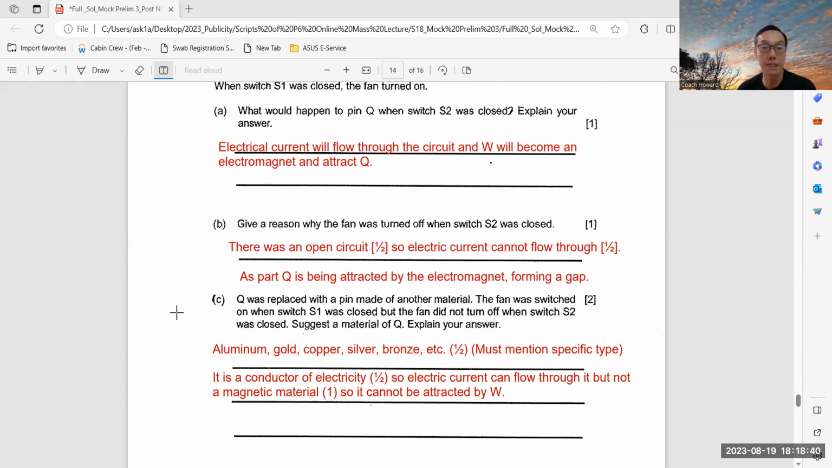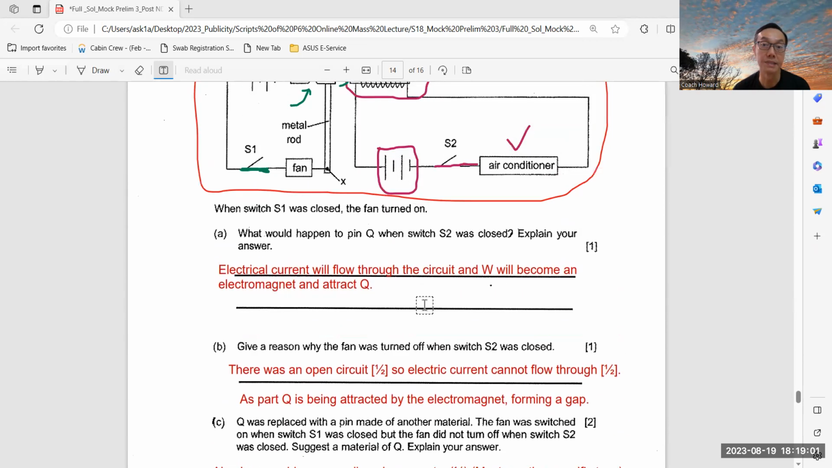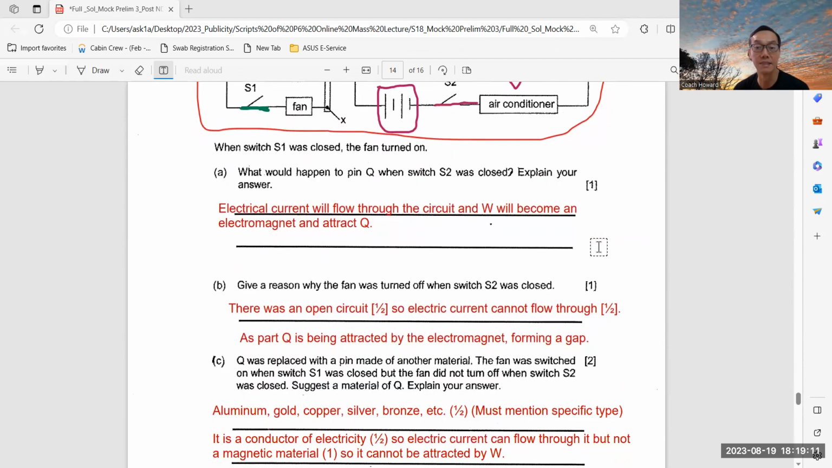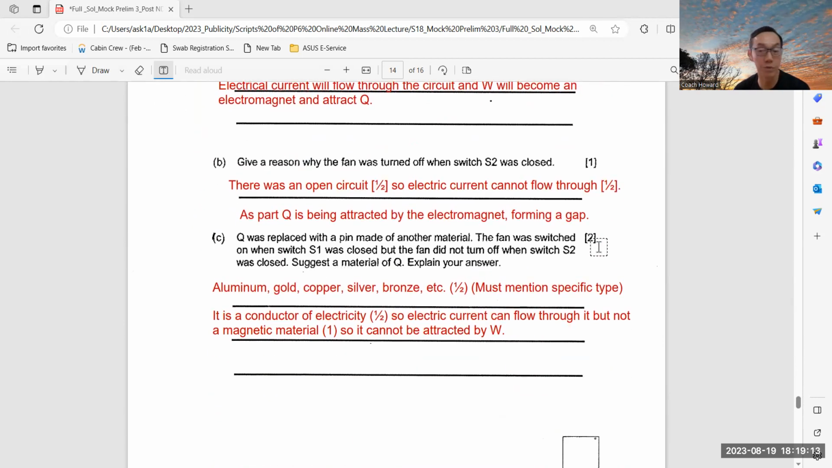Okay, part C is they ask you to replace another material. So if you replace Q with another material, then it can be attracted. As long as you name any of this, aluminum, gold, but it must be an electrical conductor. So if you change this to a non-magnetic material, you can turn on both, because this part, the electromagnet will not be working. So again, this is quite a good question.